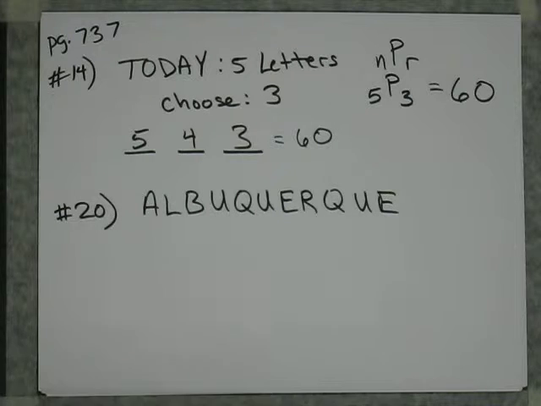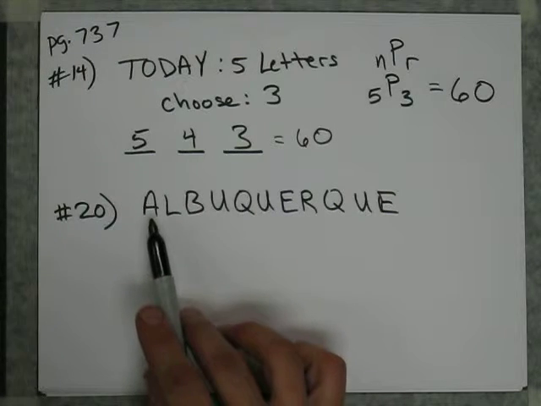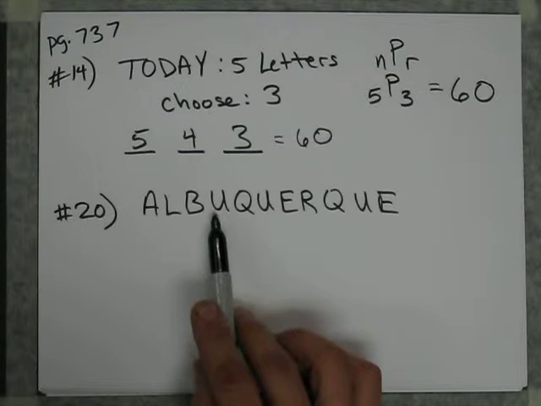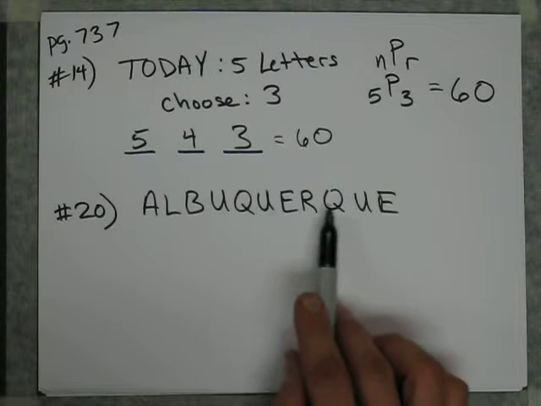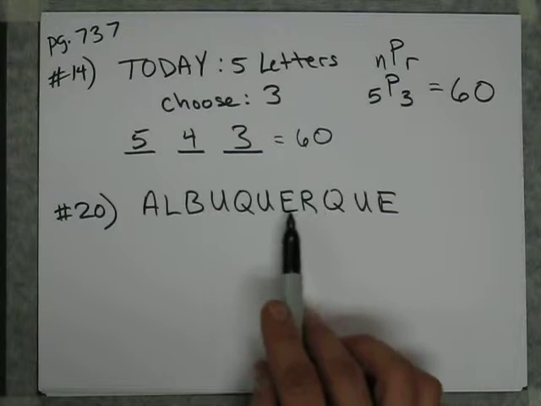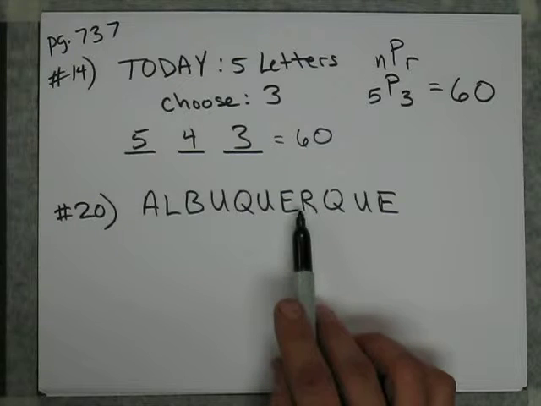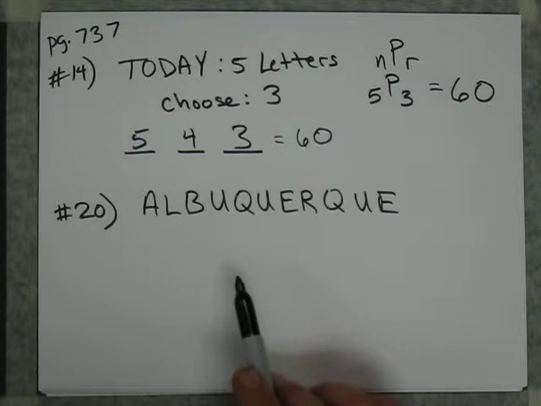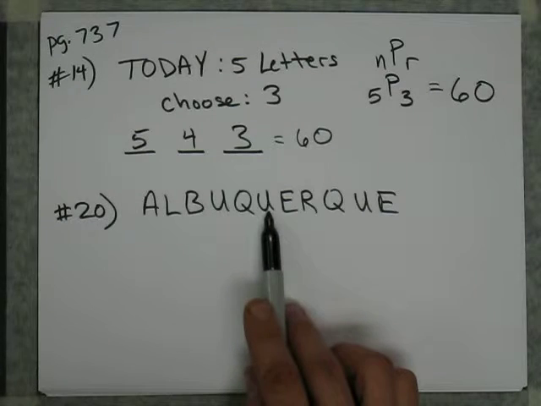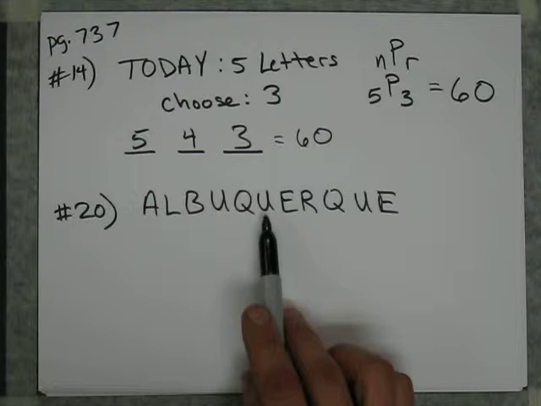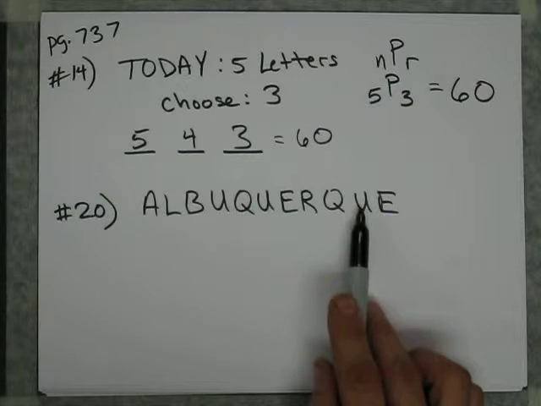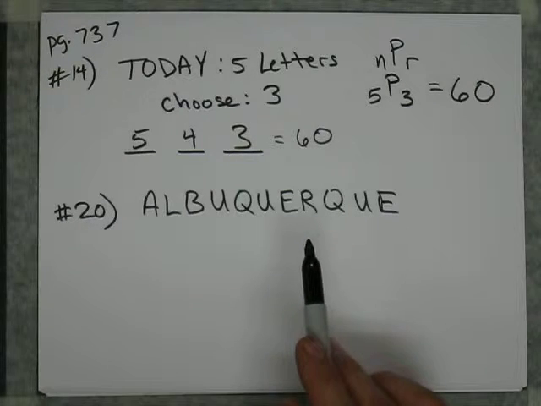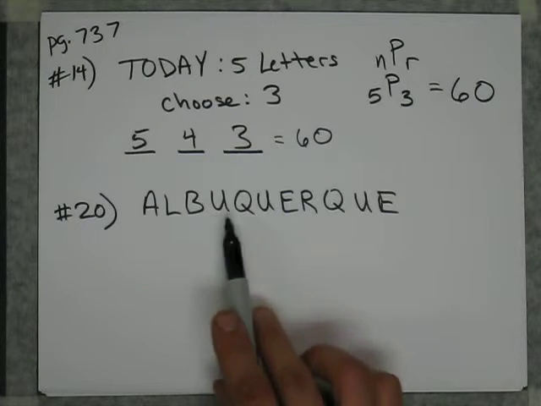Now, what's interesting about this is we see some repetition, don't we? There's only one A, one L, one B, but how many U's do I see? A U here, a U here, and a U here, right? And then I see a Q and a Q, an E and an E, and then R is by itself. So if I change this U for this U, you're going to have the exact same word. Or if I change this U for this U, you're going to have the exact same word. So you're actually not going to get anything different by switching those U's out.